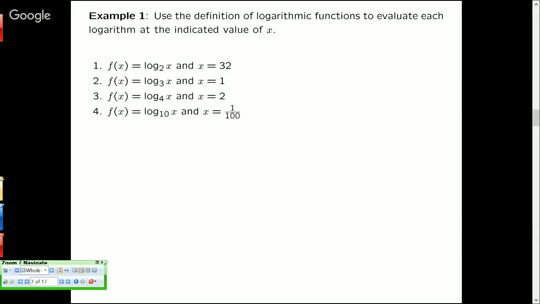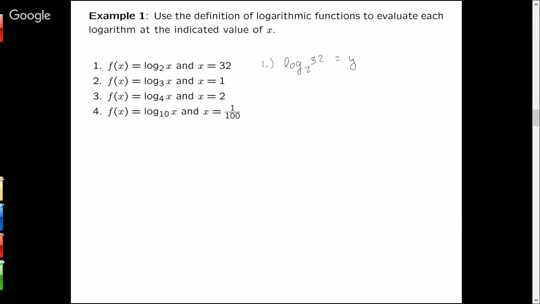Use the definition of logarithmic functions to evaluate each logarithm at the indicated value. In other words, don't use your calculators. So for number 1 here, we're looking at log base 2 of 32. And I'm going to call it y, and I'm going to plug it in.